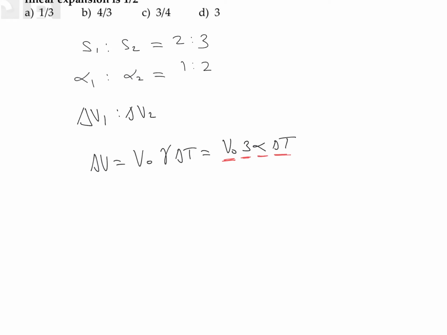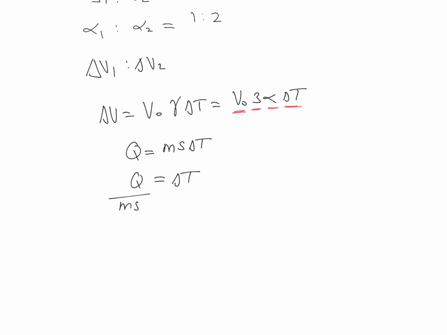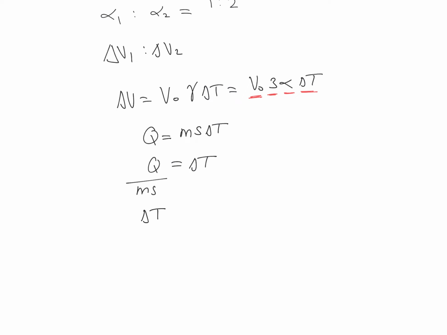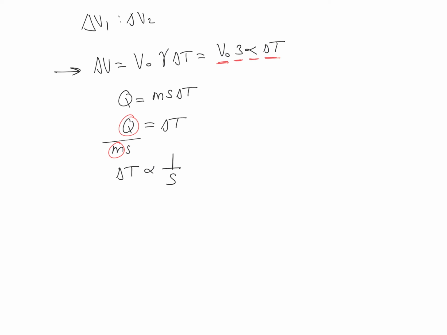And in this question it is given that the same heat is supplied, so we can find the relation between the heat energy supplied and the change in temperature. From the equation Q is equal to m s delta T, we can write delta T as Q divided by m into s. In this question the same amount of Q is supplied, so Q is a constant and the mass is also constant, but the specific capacity is different, so delta T is inversely proportional to the specific capacity.